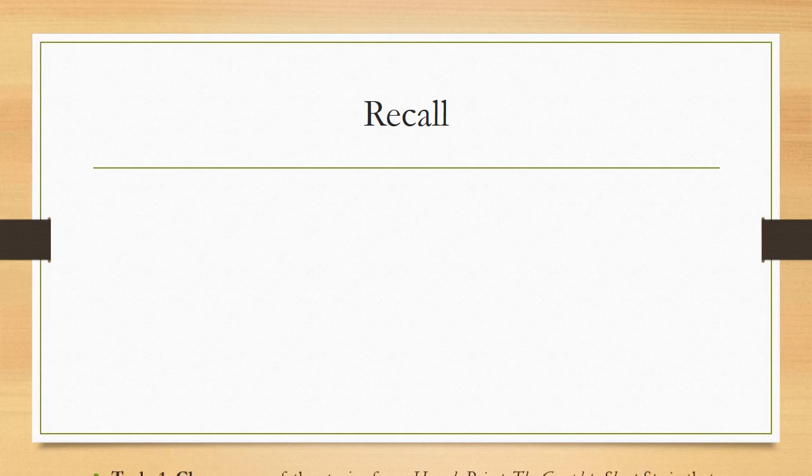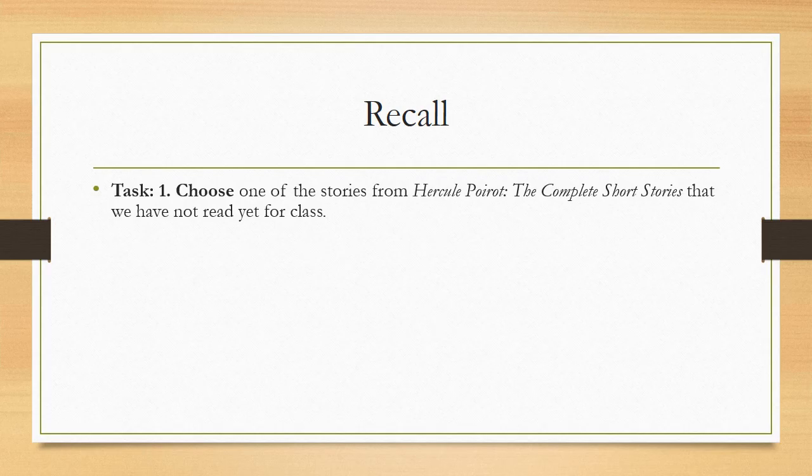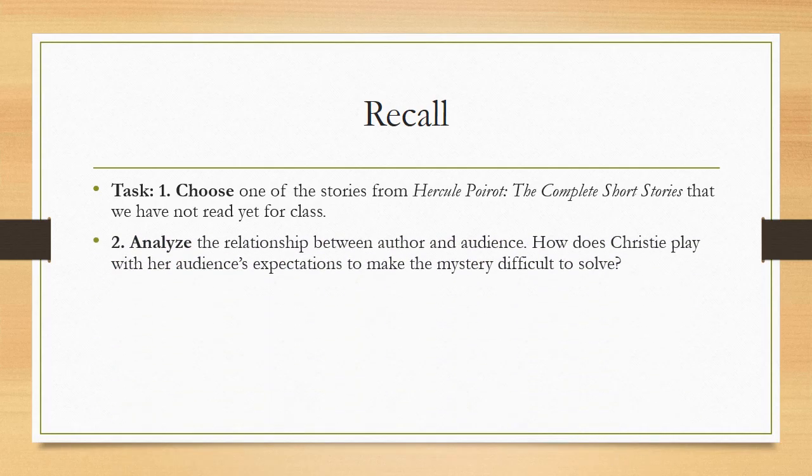So you're to pick another story from the collection we haven't read yet, so you have to do a little bit more reading. Continue to flex those reading muscles, those little gray cells. Analyze the relationship between author and audience.